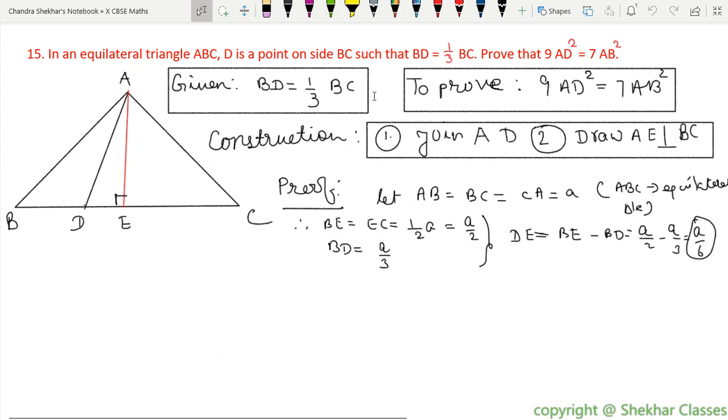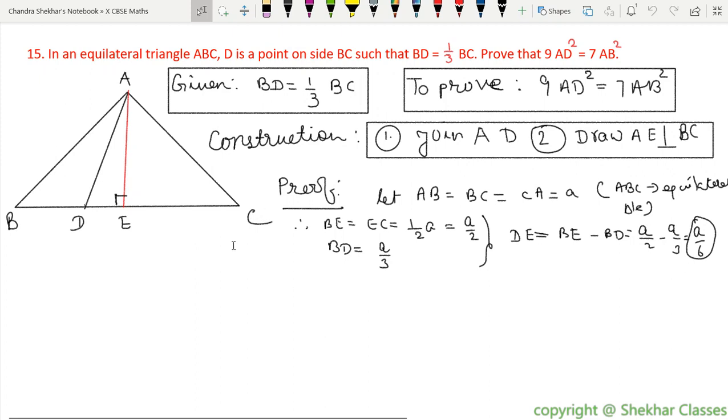And one more thing they have given, it is an equilateral triangle. I have not written it there, but this ABC is an equilateral triangle, that is AB, BC, CA are equal. And we have to prove 9AD square is equal to 7AB square. So we need to do a construction. I will draw a line AE perpendicular on BC.